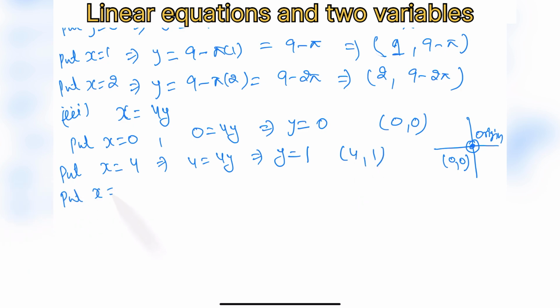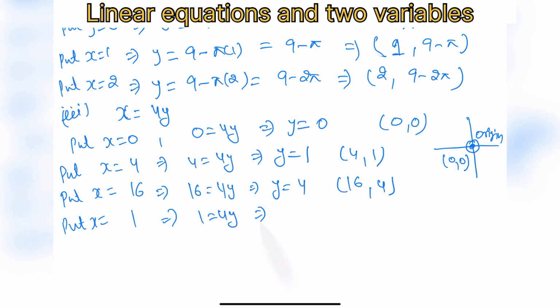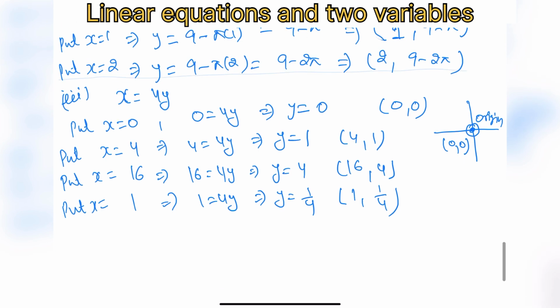Now we are putting x is equal to 16. So it means 16 is equal to 4y. It means y is equal to 4. So our solution becomes (16, 4). We can put x is equal to 1. So it means 1 is equal to 4y. It means y is equal to 1 by 4. So our solution becomes (1, 1/4). So we got four different solutions, that is (0, 0), (4, 1), (16, 4) and (1, 1/4). These are the different solutions of this given equation.